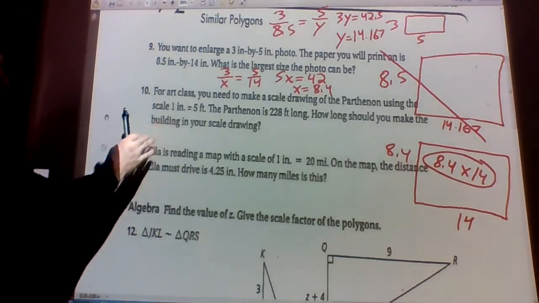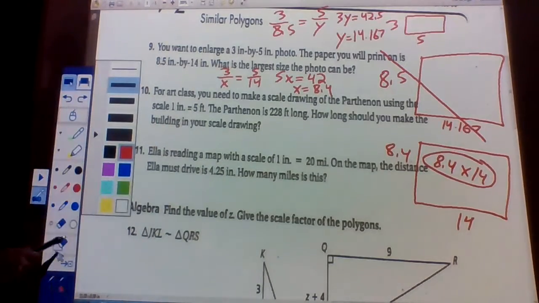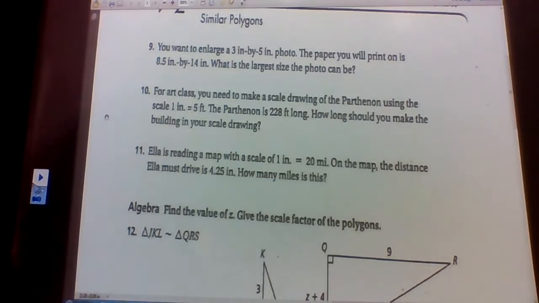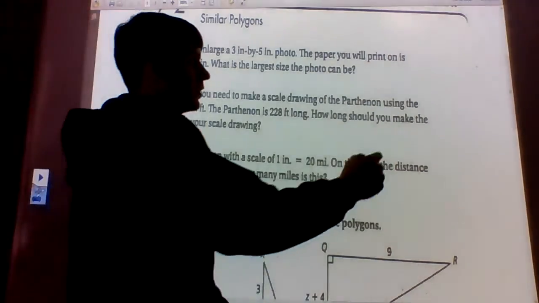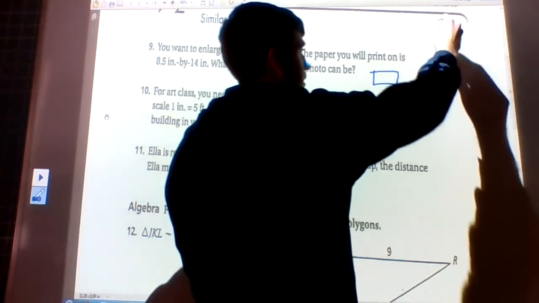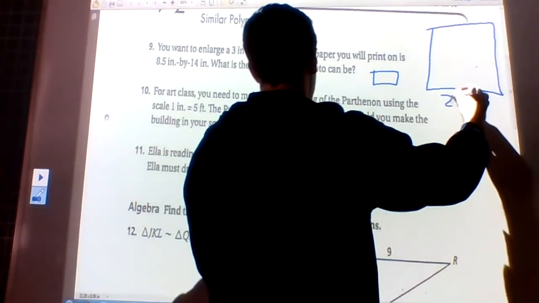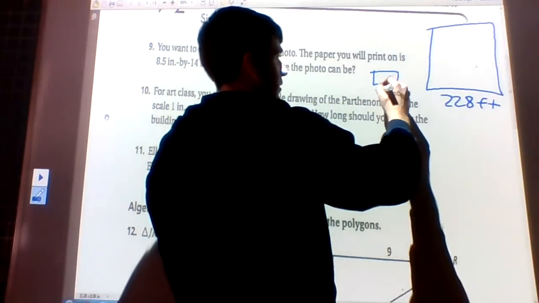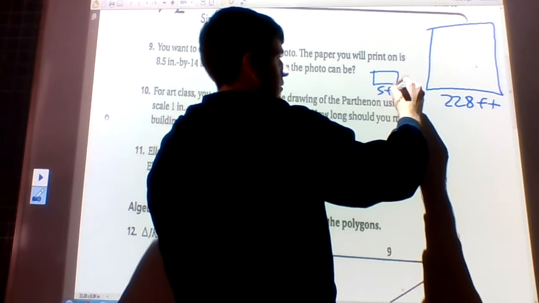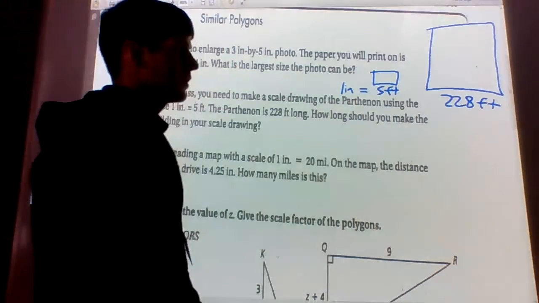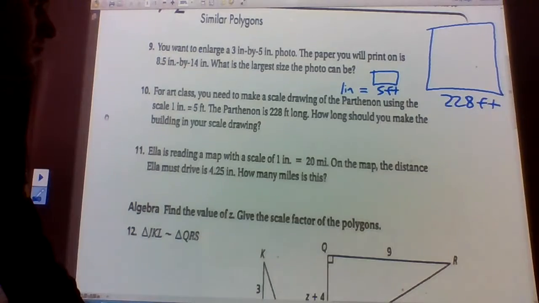Alright, so let's try 10, 11, I think are much simpler. Let's try those here. So for our class, we need to make a scale drawing using the scale 1 inch is 5 feet. The Parthenon is 228 feet long, so if you have a scale, and then you have the big thing, your big thing is 228 feet long, the scale is 5 feet, right? 1 inch is 5 feet on the scale. Okay. How many inches would the drawing be on the scale?